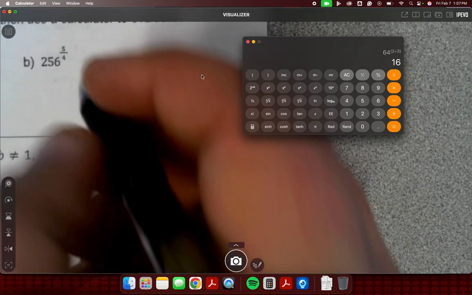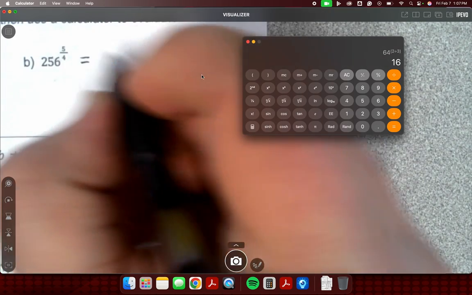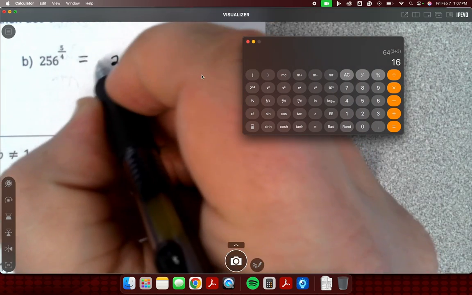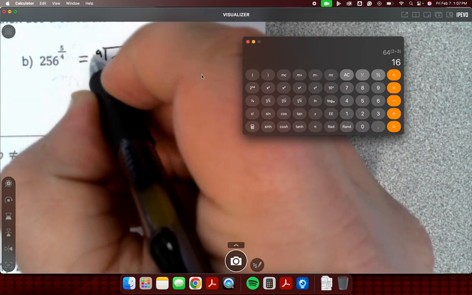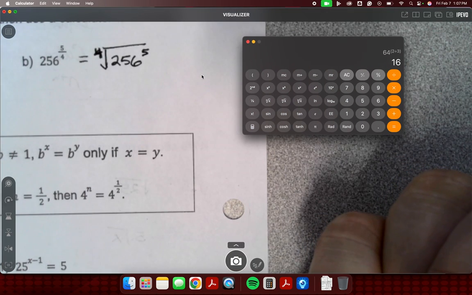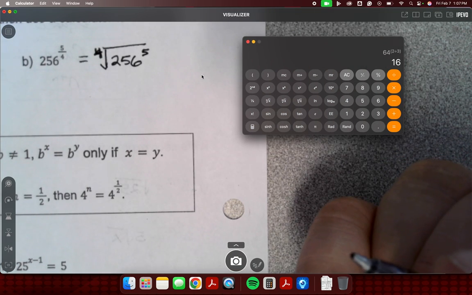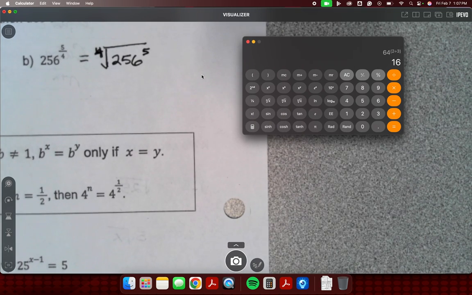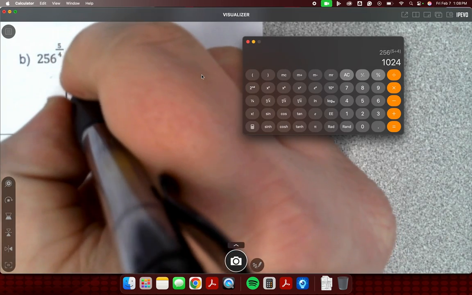Okay, this one we'll first rewrite it. So remember, the 5 is an exponent, and the 4 is a root. And we can plug this in the calculator. 256 raised to the 5/4 is 1024.